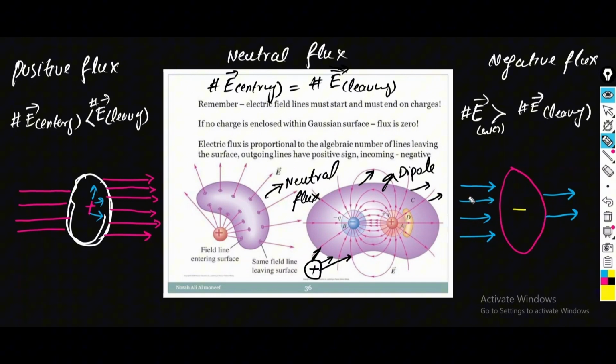So when the external electric field lines enter this Gaussian surface, they also have chances to enter into the negative charge. Some of them will enter this negative charge, and some will move outside the Gaussian surface, and therefore we say that the number of electric field lines entering is greater than the number of electric field lines leaving.